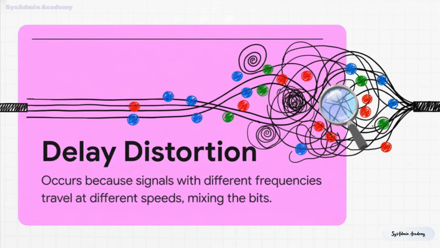The second enemy is delay distortion, and this one is much more insidious. Think of it like a race where the runners don't stay in their lanes. Different frequency components of your signal actually travel at slightly different speeds through the wire. This causes the signal to spread out, basically smearing the sharp edges of your ones and zeros. It's a complete catastrophe for digital data, where timing is everything. Bits can literally bleed into one another, creating total gibberish at the receiving end.